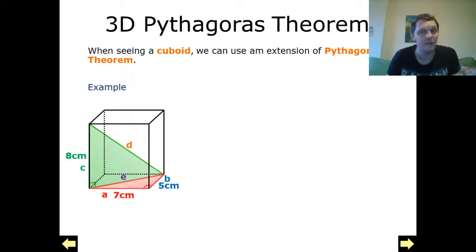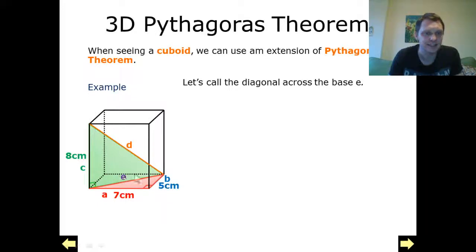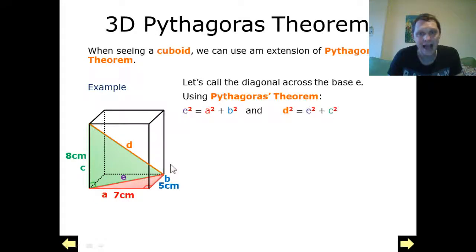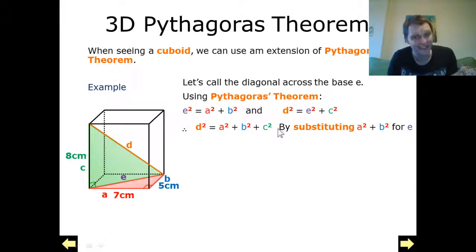But we could also get away with only using Pythagoras theorem once, but an extended version of it. So let's call this length just here that we calculated E, which is our distance here. So E squared equals A squared plus B squared, which is exactly what we used previously. And D squared equals E squared, which is this length here, plus C squared. So if I was now to substitute this into this, D squared equals A squared plus B squared plus C squared.